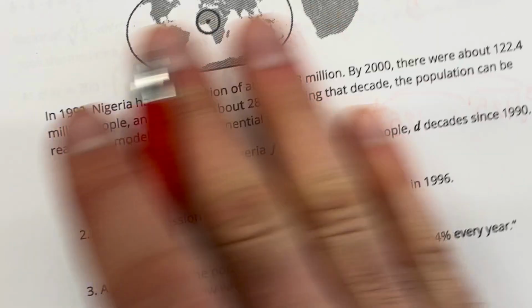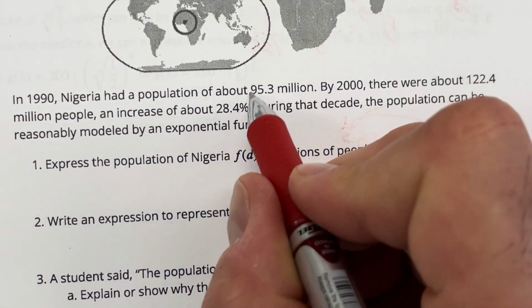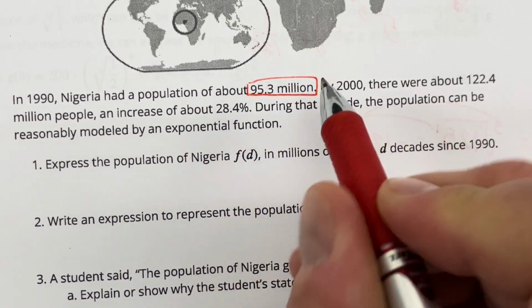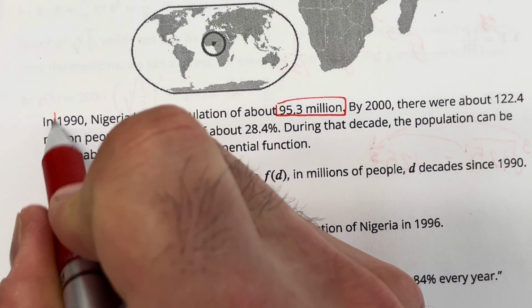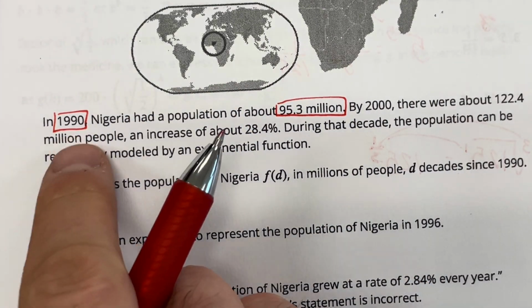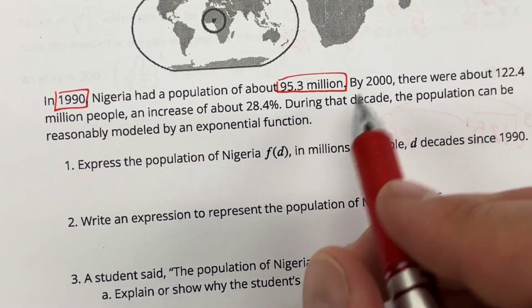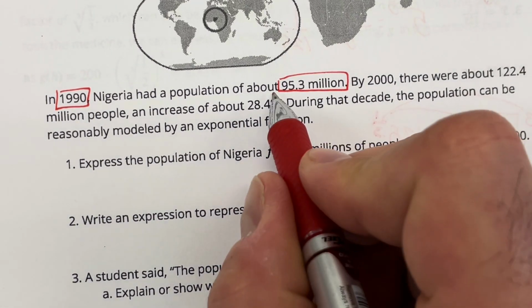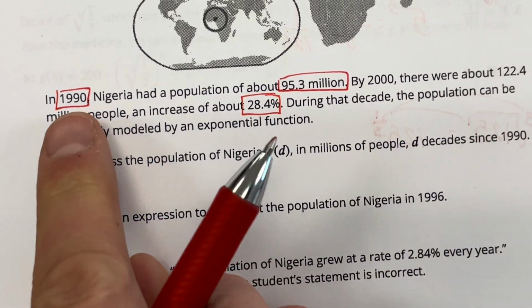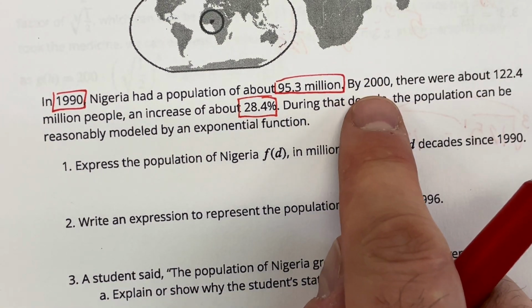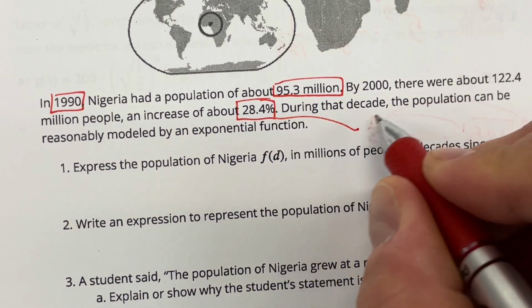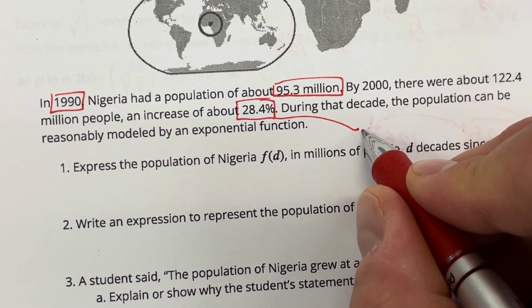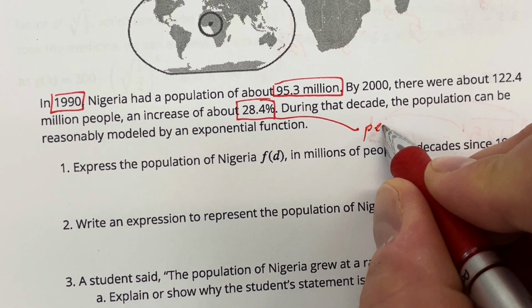So let's do it clean. This is what your paper looks like. What's important? This is our starting value. They're kind of giving us a lot of numbers. That's our starting value in 1990. That's year one. The amount of increase here was from 1990 to 2000. So this was 28.4% per decade.